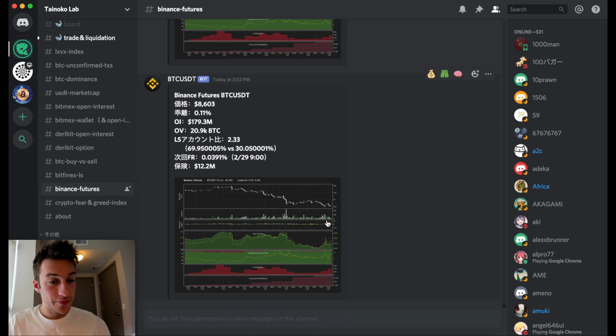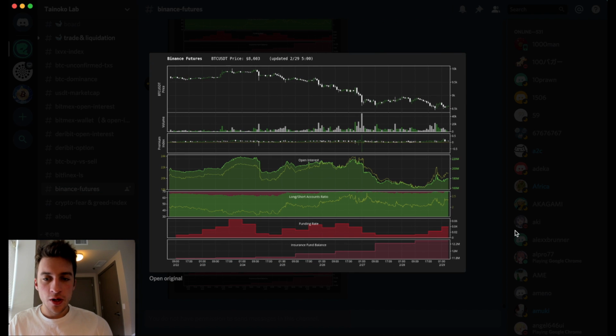Enough introing, more analyzing. What you're looking at here is open interest, long short account ratio. Yes, that is the Binance long short account ratio, funding rate, insurance fund balance. This is 1 hour candlesticks. Each period, each movement is 1 hour, and each period here is just 1 hour of the long short ratio. Now we can see some patterns here.